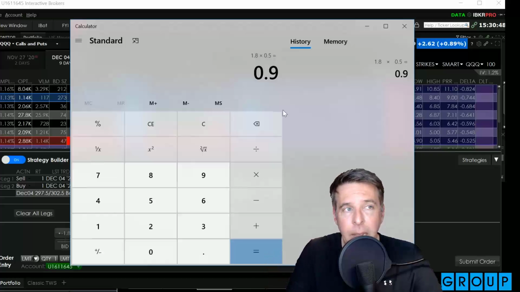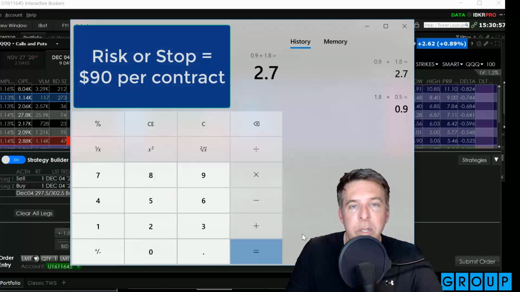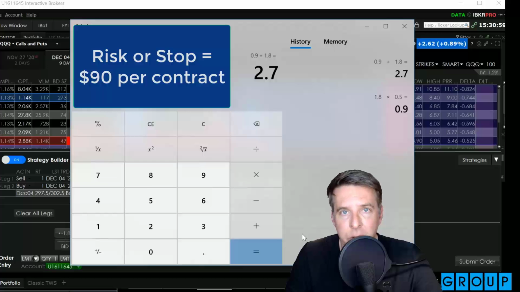Okay, however, here's what we're going to do. We're going to take the 90 cents, add it to $1.80, and say, basically, if we see the midpoint of that option at $2.70 or higher, we're going to close it for a loss. And what would we lose? We would lose 90 cents.